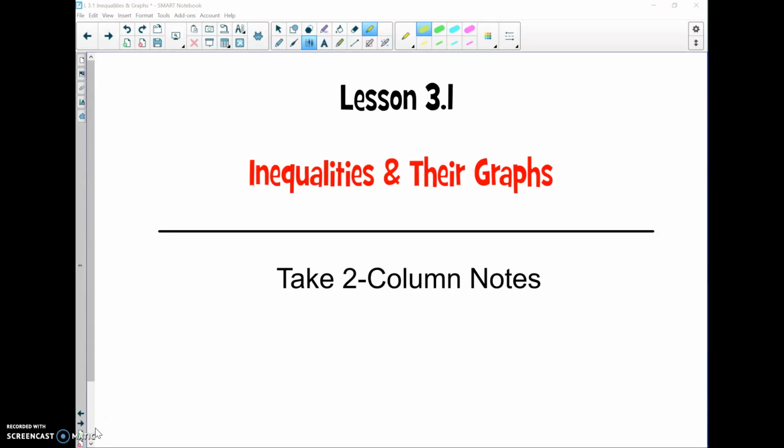All right, this is lesson 3.1 on inequalities and their graphs. This is the first lesson in chapter 3, so it should be fairly basic and fairly simple. So I might go just a little bit quick. At any point, if you get confused, you can go ahead and back it up and watch it again, and make sure you take 2-column notes.